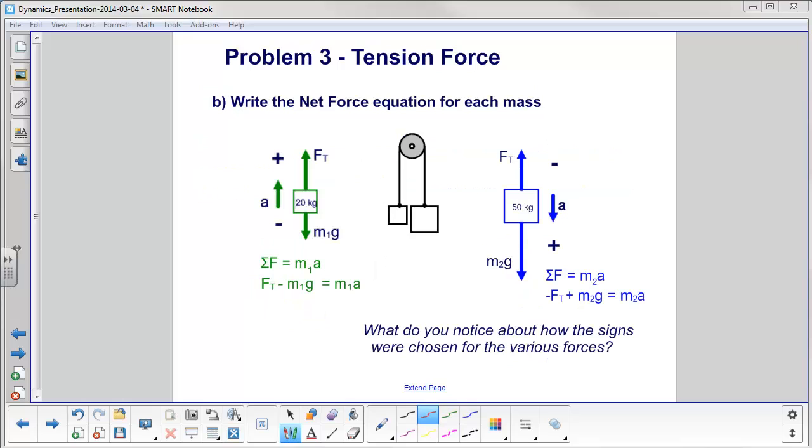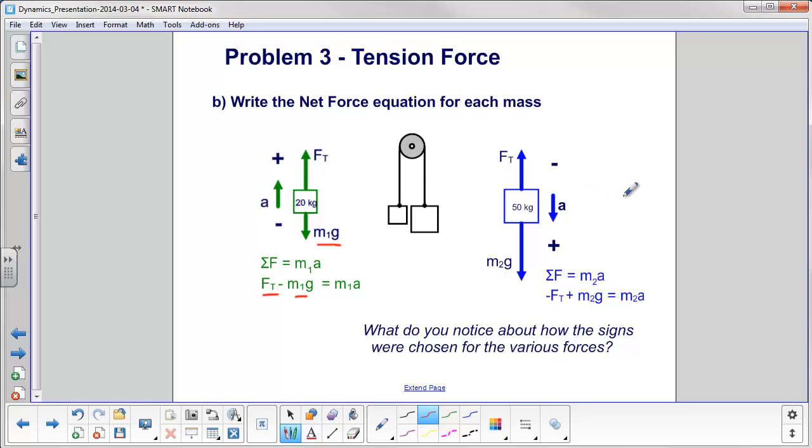Write the net force equation for each mass. We'll start here with mass 1, and we'll note that the tension force is up, gravity is down, so we will sum the forces according to Newton's second law. They will equal m1 times a. Tension gets a positive value right here because it's heading up, and m1g will be negative because it's pointing down. You sum them and you get m1a.